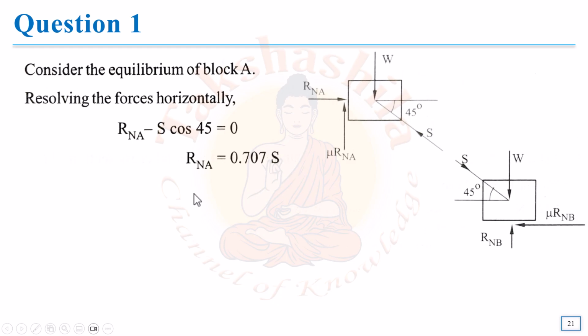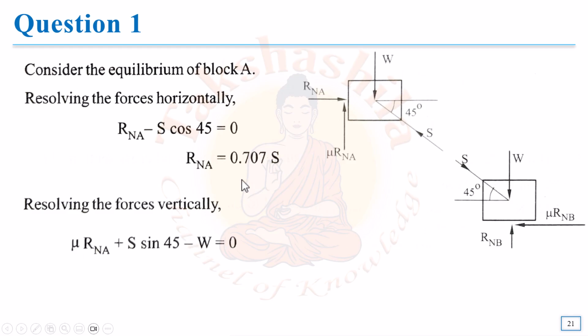Now that condition is applied. What we have remaining is one more condition, that is sigma Y equals 0, or resolving the forces vertically and equating that to 0. So let us resolve the forces in the vertical direction. If you see this free body diagram, in the vertical direction we have the frictional force, because this body is trying to move in the downward direction.